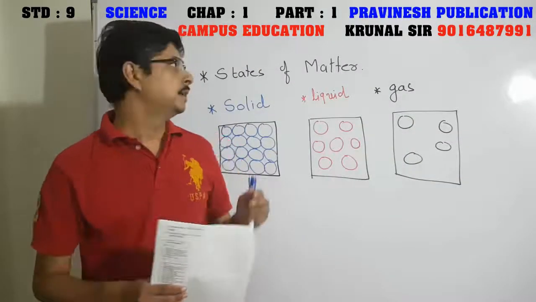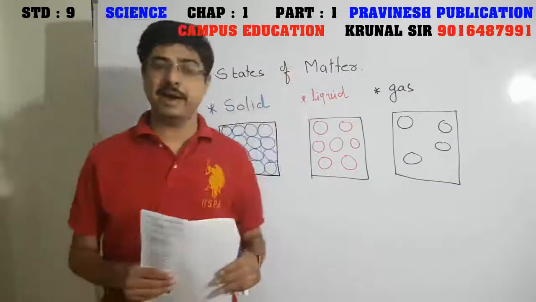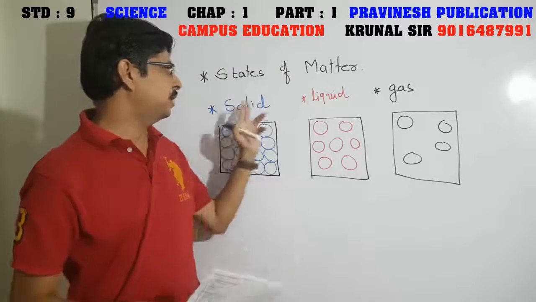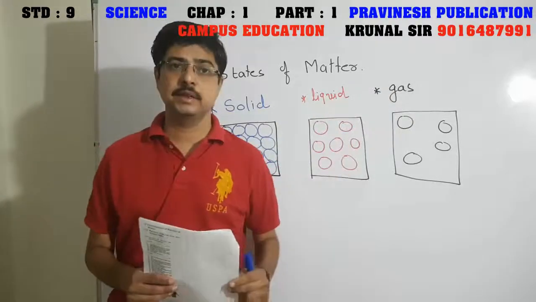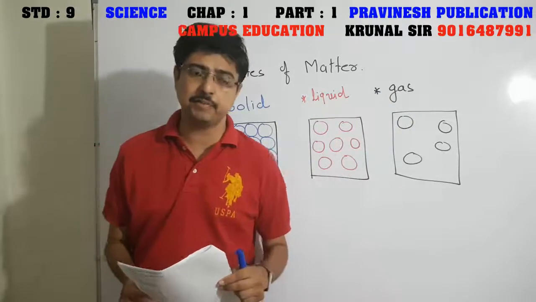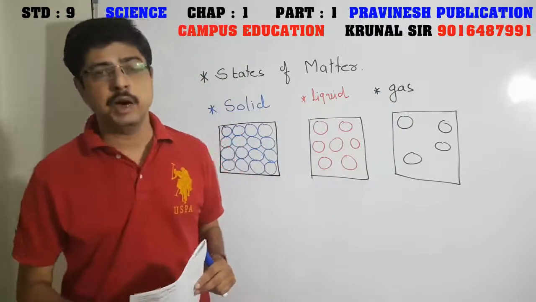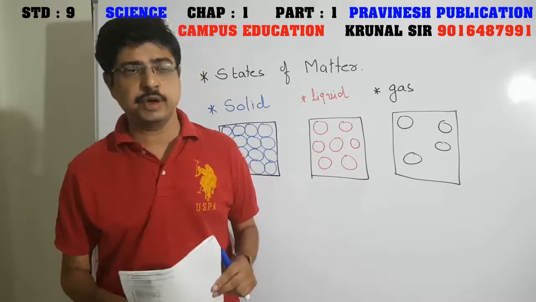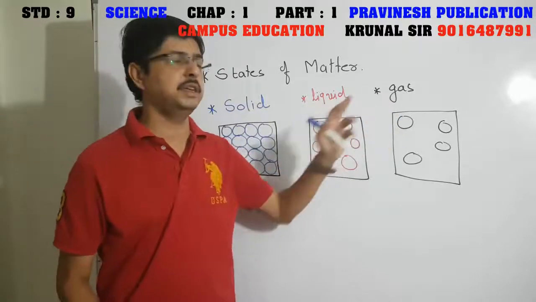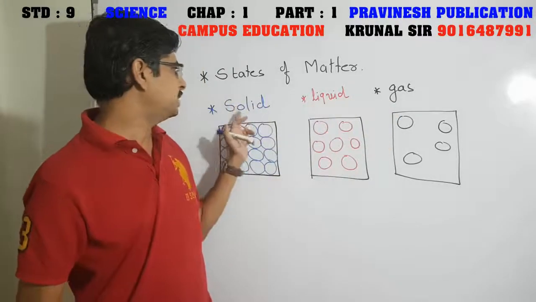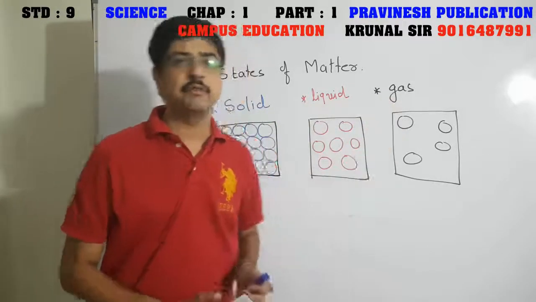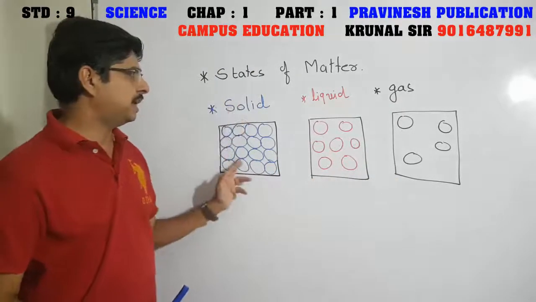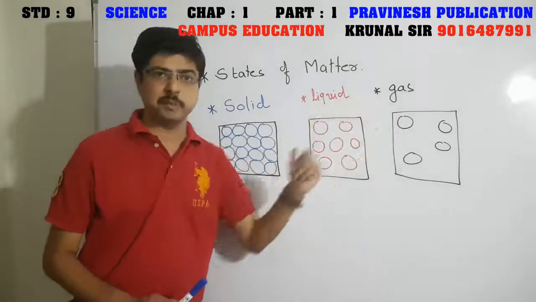Now friends, the next topic is states of matter. In your textbook, there are 3 states of matter, that is solid, liquid and gas. Actually, there are 5 states of matter. The remaining 2 are plasma and Bose-Einstein condensate. But we need to take the information about only these 3 states of matter that we know, that is solid, liquid and gas. Friends, on the board I have drawn the diagram of solid particles, liquid particles and gaseous particles.